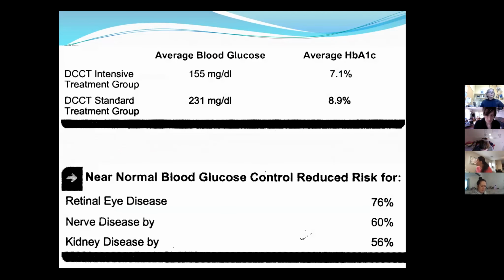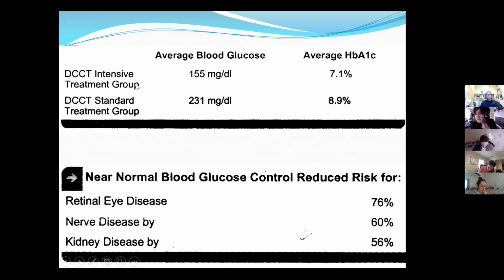So as we look at the results from this particular study, in the intensive treatment group, average blood glucose could be maintained at about 155, or approximately 7% of hemoglobin A1C, compared to the standard group, whose blood glucose was elevated and shown definitively elevated by the A1C.